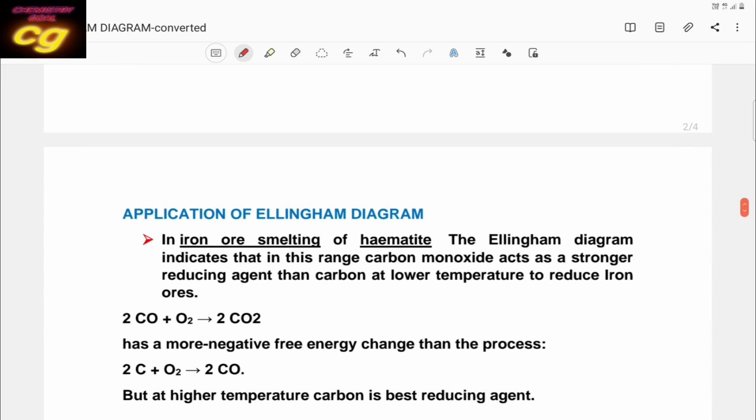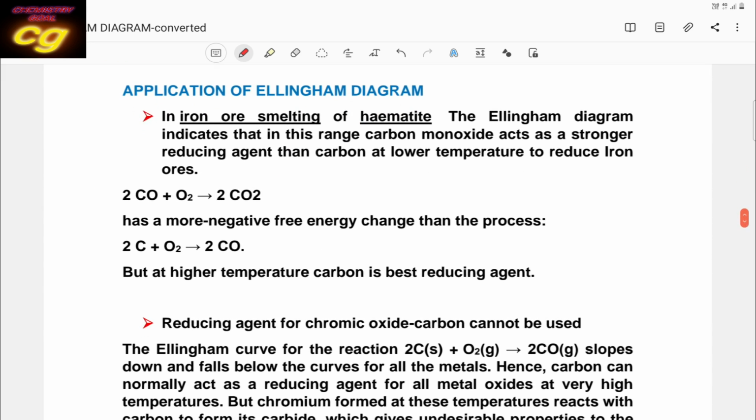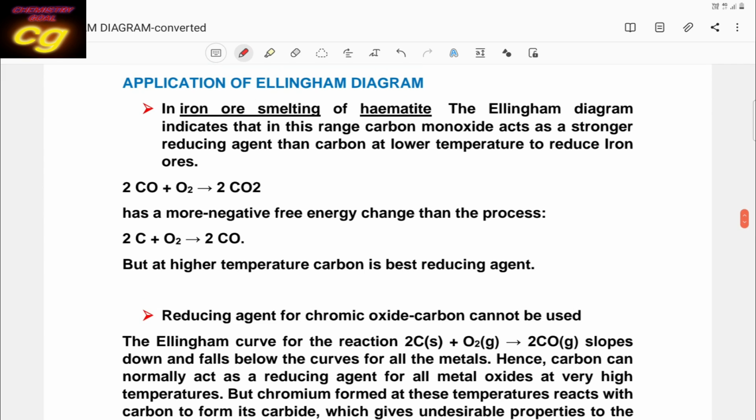Then what are the applications of the Ellingham diagram? How is it useful? First, look at iron ores, that is hematite, Fe2O3. For the smelting of hematite ore, the Ellingham diagram indicates that carbon monoxide acts as a stronger reducing agent than carbon at a lower temperature.